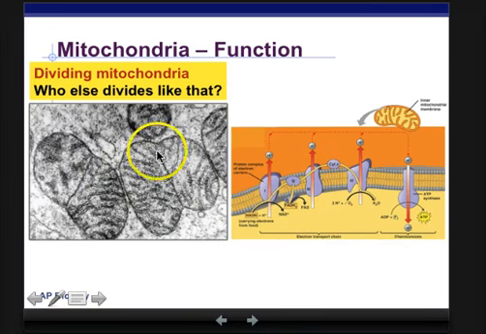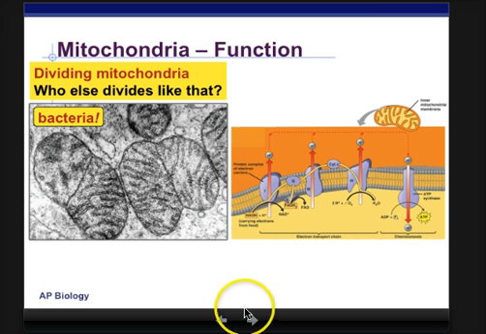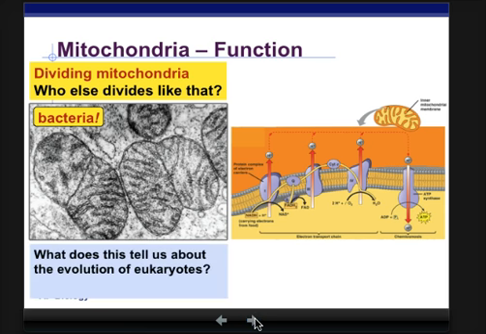This picture is really to show you that mitochondria divide the same way that bacteria do. Sorry, I'm losing my voice today. So what does this tell us about the evolution of eukaryotes? Well, it's a reminder of the theory of endosymbiosis, that at one time different prokaryotes enveloped each other and then evolved, so that mitochondria is a remnant, a reminder of an early prokaryote.